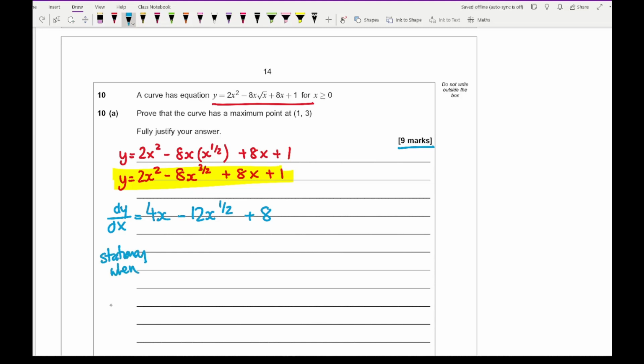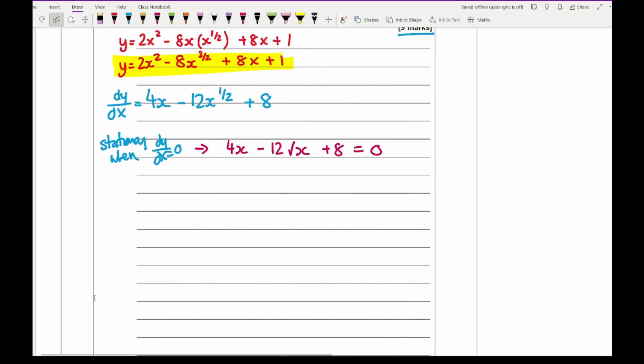Then from this we can say that it's going to be a stationary point when dy/dx equals 0. So if I make this equal to 0, we get 4x minus 12 root x plus 8 equals 0. Just by looking at it, we can't actually see a quadratic, because typically when we're practicing these questions we tend to always get a quadratic equation.